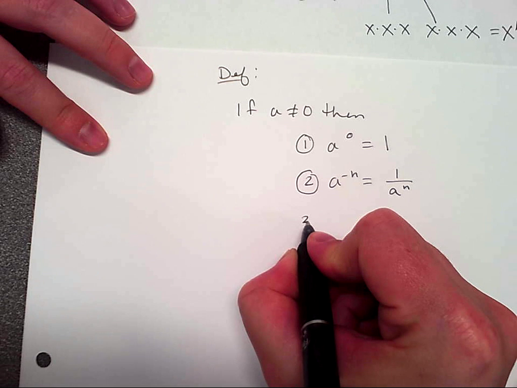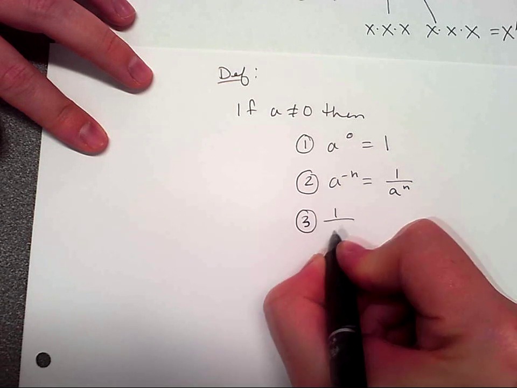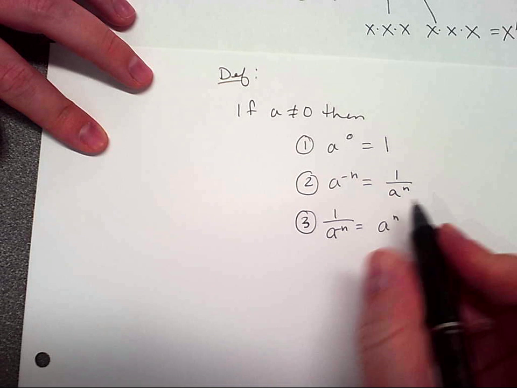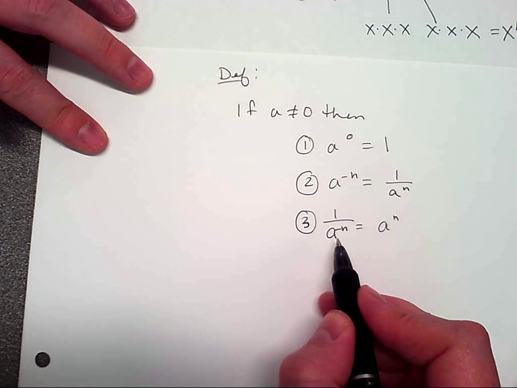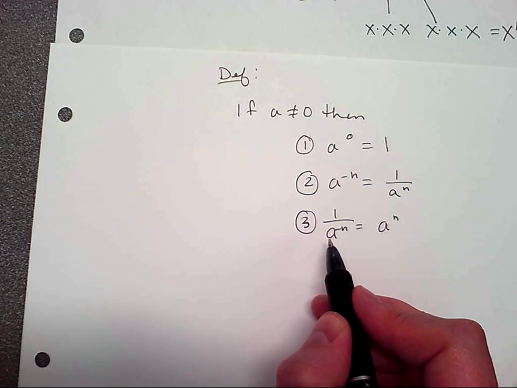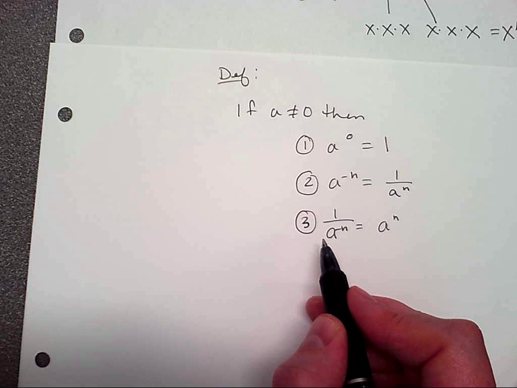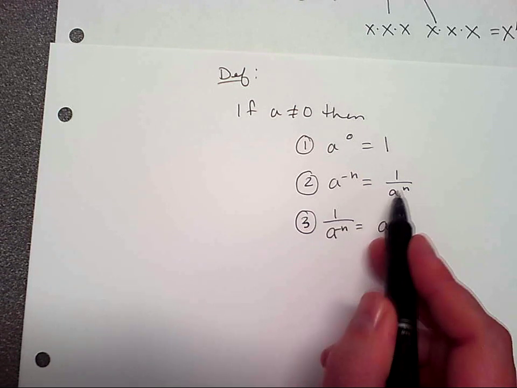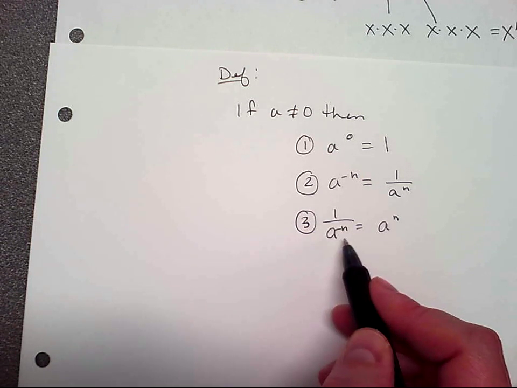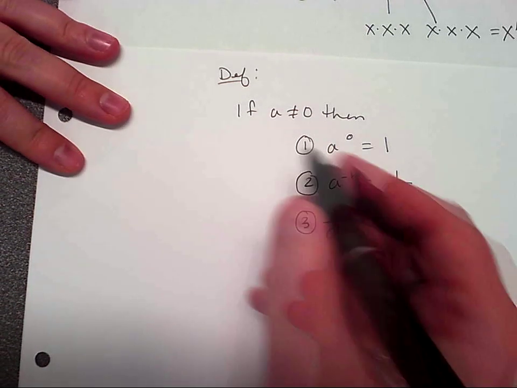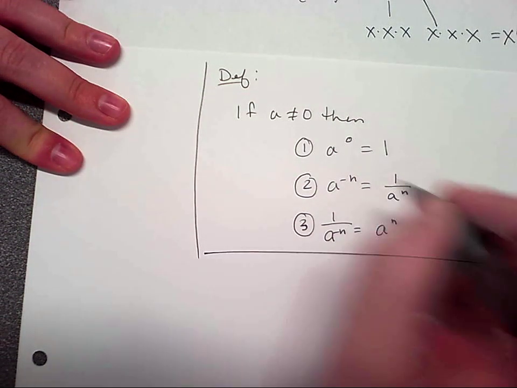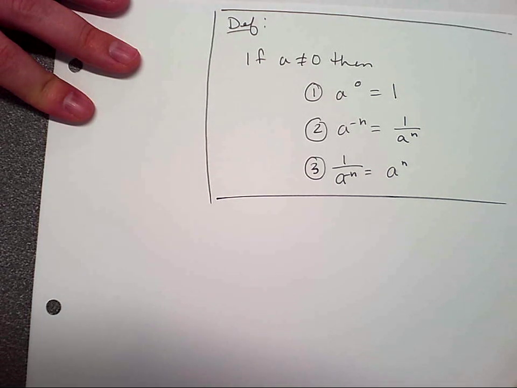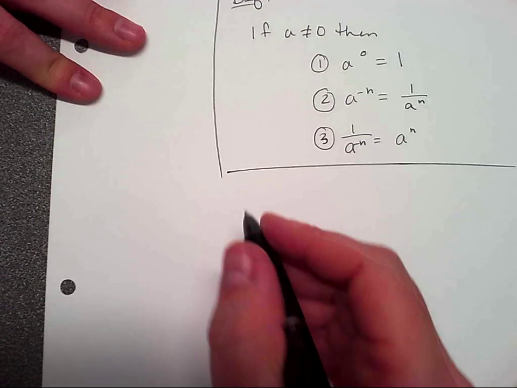Similarly, if I have 1 over a to the negative n power, I can move that to the numerator. So if I ever have a negative exponent, I can move it to wherever it's not. If it's in the numerator, I move it to the denominator and make it positive. If I have a negative exponent in the denominator, I can move it to the numerator and make it positive. So those are definitions. Okay, so let's do some examples.